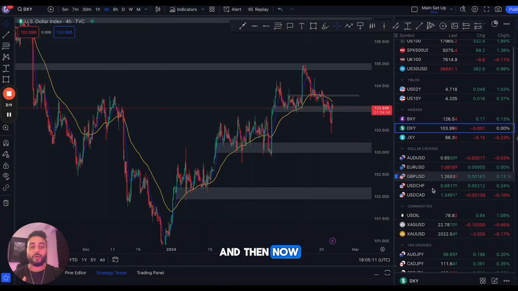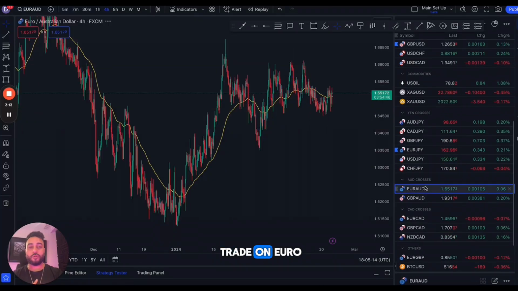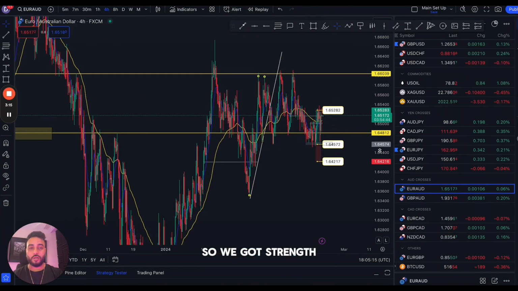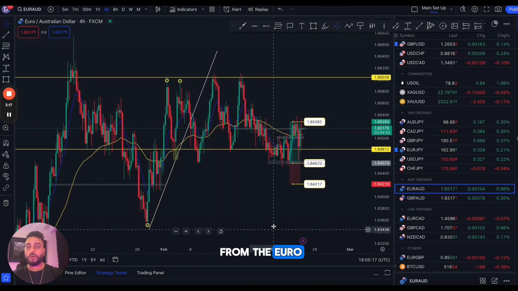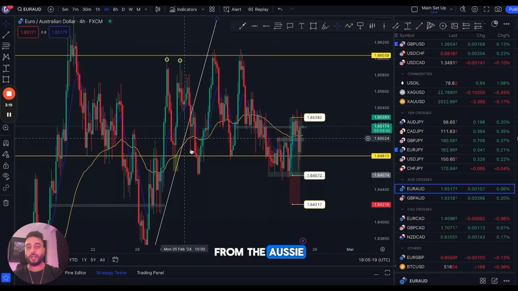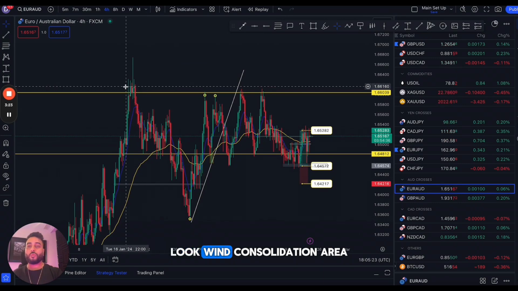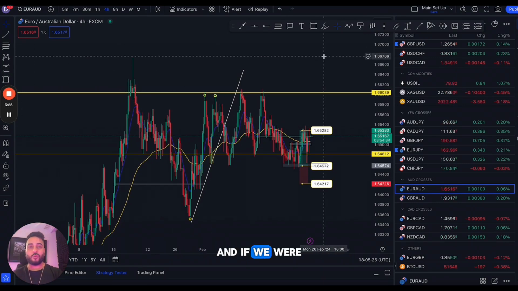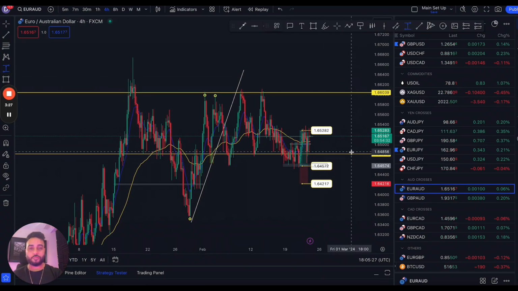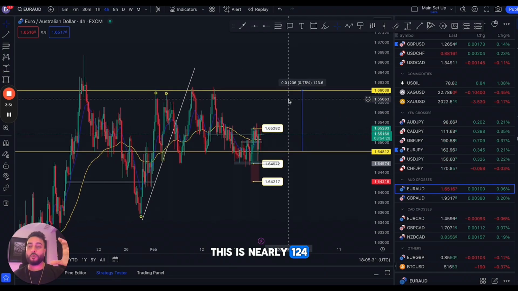And now, let me go ahead and go to our trade on Euro Aussie dollar. So we've got strength from the euro, we've got weakness from the Aussie. And guess what? We've gone ahead and again used our key levels. Look, we're in the consolidation area. And if we were to measure this area right now, look at this. This is nearly a 124 pip range of consolidation.